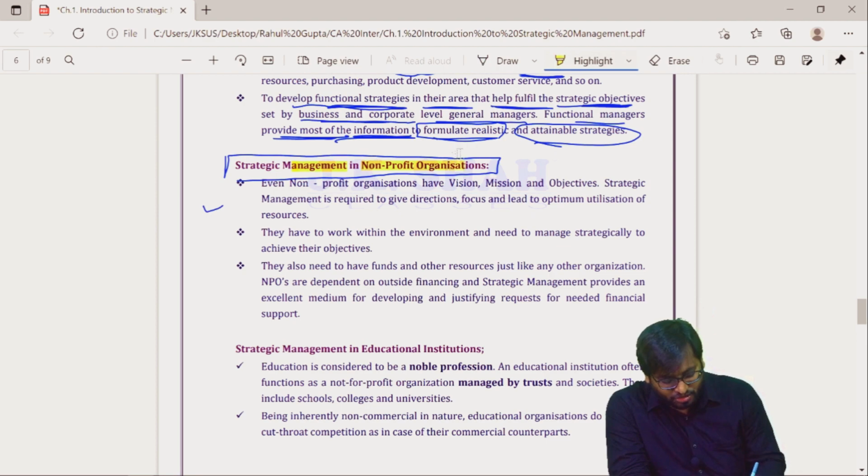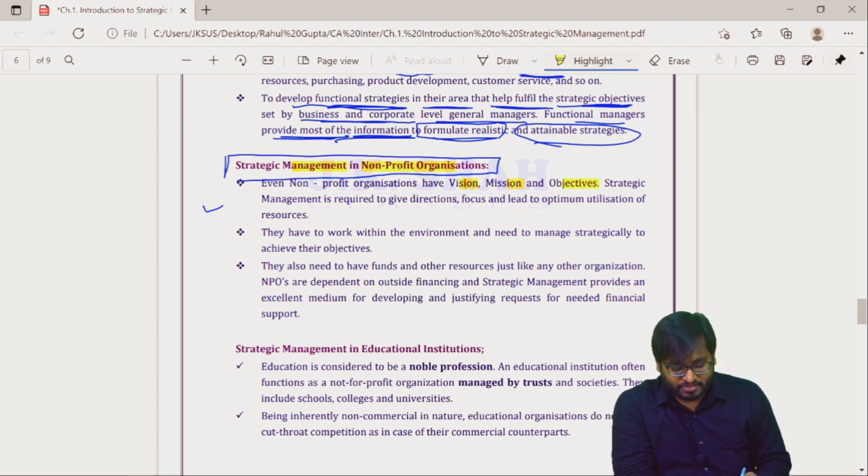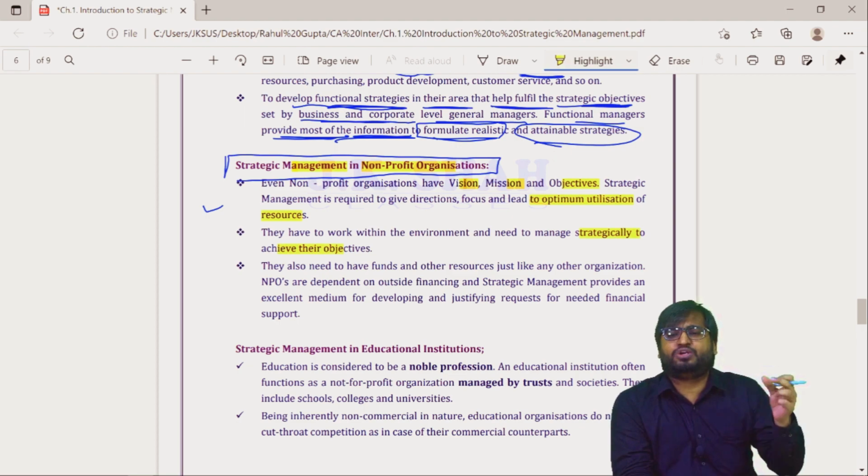Strategic management for not-for-profit organizations. Even not-for-profit organizations have vision, mission, objectives. Even they want to utilize their resources optimally. Even they want to achieve their objectives. Their objective may not be to earn profits. Their objective can be to serve the society at large.